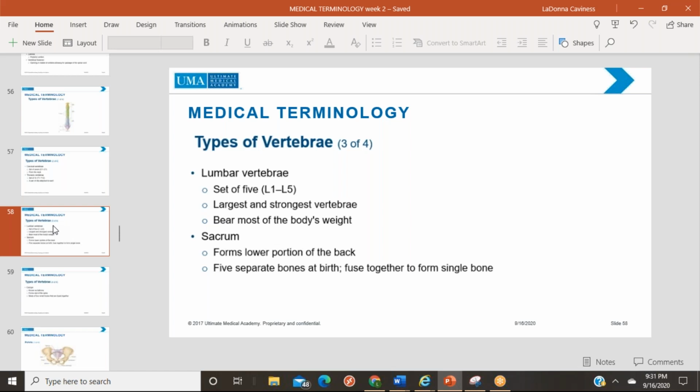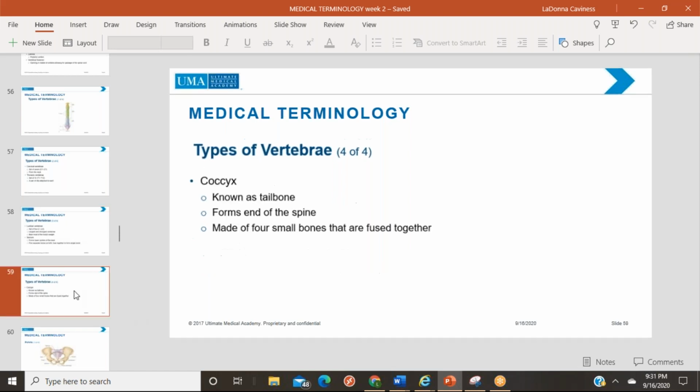The sacrum forms the lower portion of the back. 5 separate bones at birth are fused together to form this one single bone. The coccyx, also known as the tailbone, forms the end of the spine. It's made up of 4 small bones that are fused together.